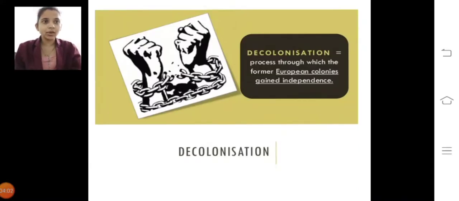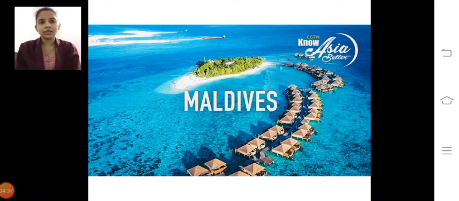The decolonization process is the process through which the former, especially European, colonies gained independence. Here the Europeans were the Portuguese, Dutch, French, and the Britishers. They conquered most of the land and established their colonies. After so many years of their ruling, these colonies again became independent politically and economically. In this lesson we are going to talk about this decolonization procedure.